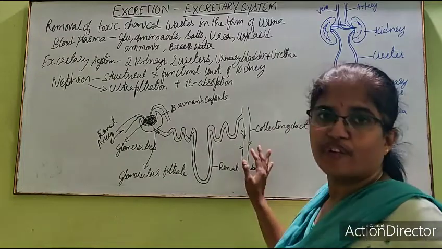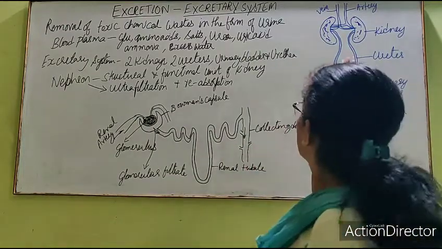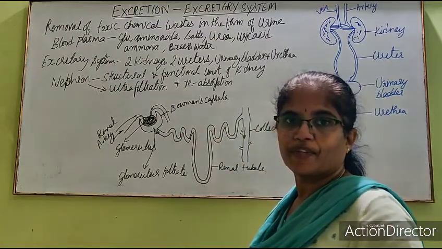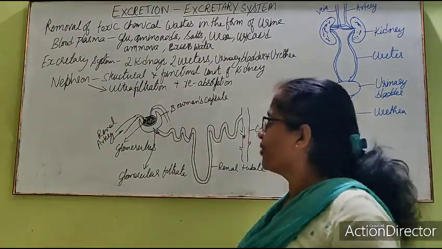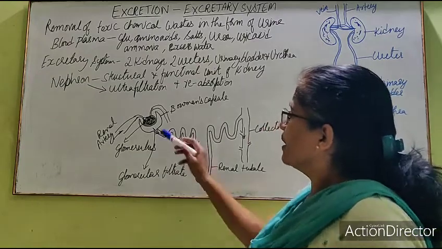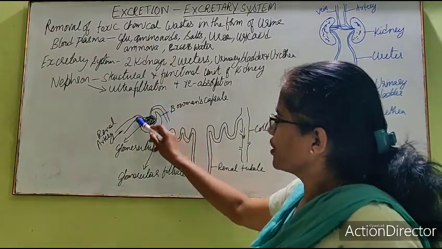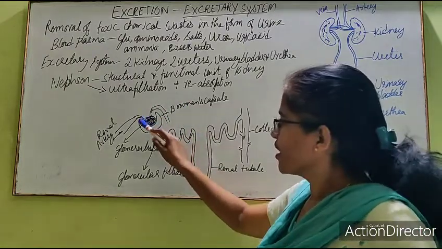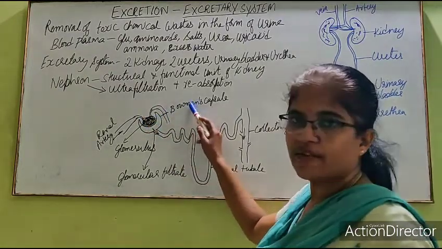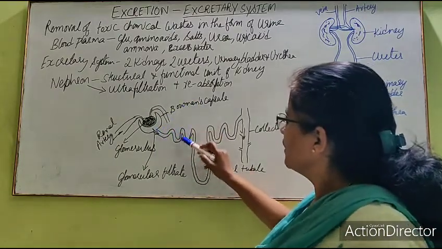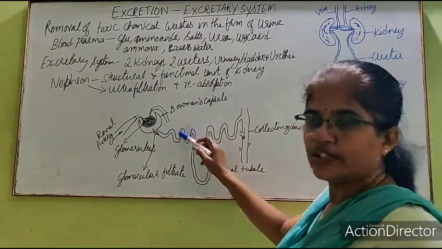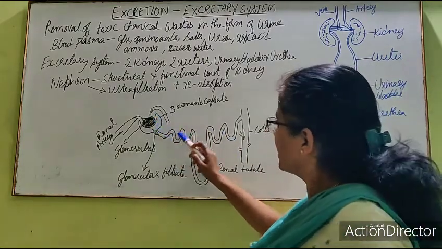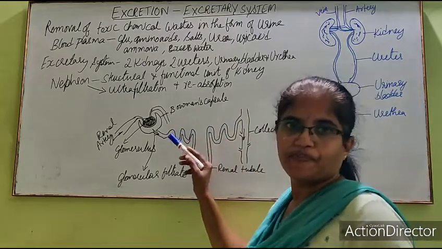This is the structure of a nephron. You should know how to draw the excretory system and also the nephron. Diagrams you have to practice, okay? Nephron has a cup-shaped structure called Bowman's capsule, and it has foldings here. This is called the renal tubule. This is the Bowman's capsule, and this is the renal tubule.